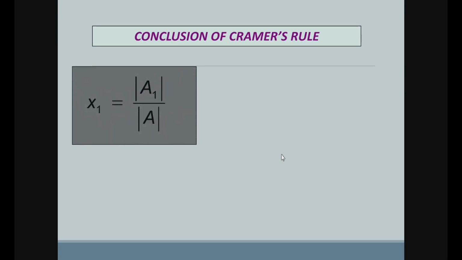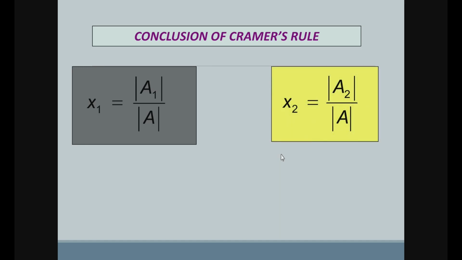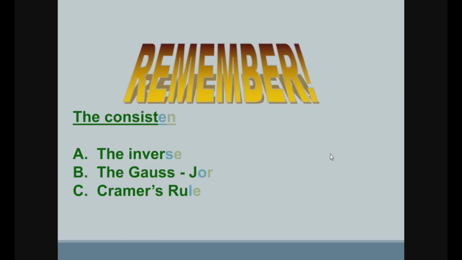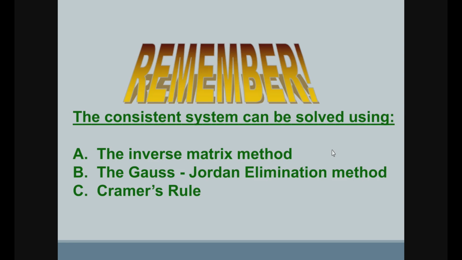So as a conclusion, for Cramer's rule, we need to memorize this formula for x1, x2, and x3. A consistent system of equations can be solved by using the inverse matrix, the Gauss-Jordan elimination method, and Cramer's rule. The inverse matrix we have just now by using minor, cofactor, and adjoint, right? The Gauss-Jordan elimination method, and then Cramer's rule. Okay, that's all. Thank you.